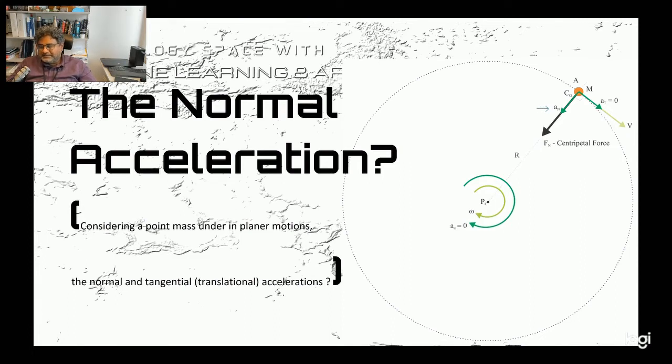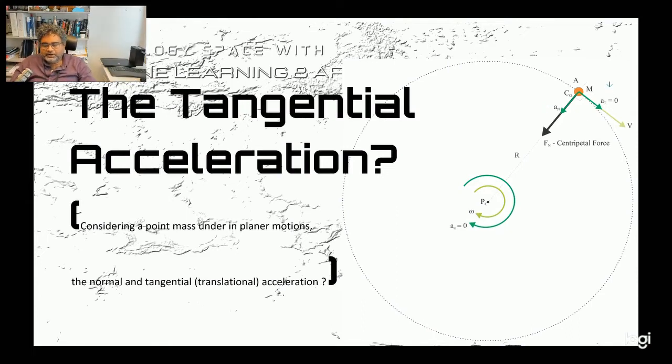There would be acceleration in that point mass or the rigid body in the same direction of that force. So due to this centripetal force, there would be an acceleration acting on this point mass, which is denoted as An, and we call that a normal acceleration, and this is a part of the translational acceleration in this point mass.